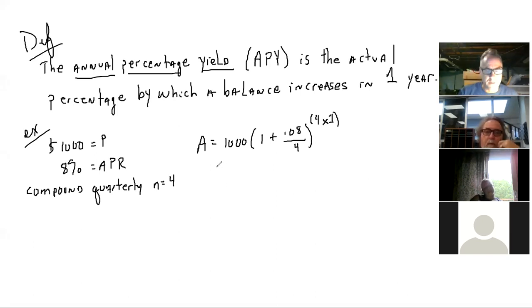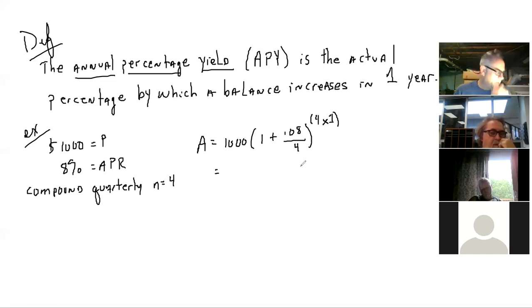All right. So that should come out to about 1,082.43. I'm going to punch the numbers in my calculator. 1 plus 0.08 divided by 4, close to the power of 4. Yep. And so that's going to be $1,082.43.